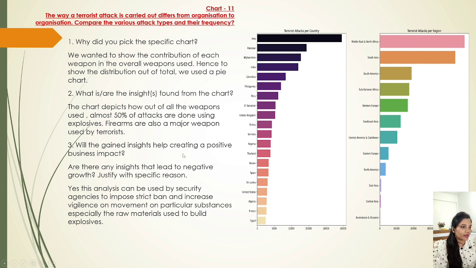Are there any insights that lead to negative growth? We are justifying, yes, this analysis can be used by security agencies to impose strict bans and increase vigilance on the movement of particular substances, especially the raw material used to build explosives.